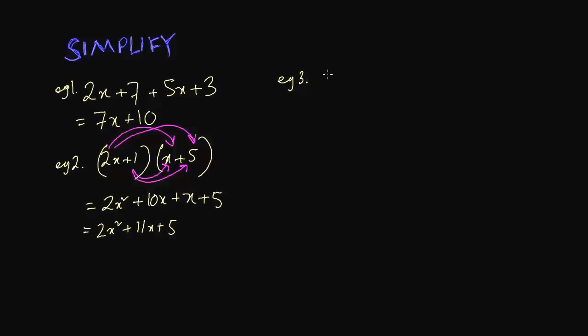Now you might also have to simplify fractions. For example, it can be twice x by 3 plus 5x by 2. Now when you have to simplify a fraction, what you have to remember is you have to take an LCM. So this is 3, this is 2. So you try to find the LCM. So 3 into 2 is 6.